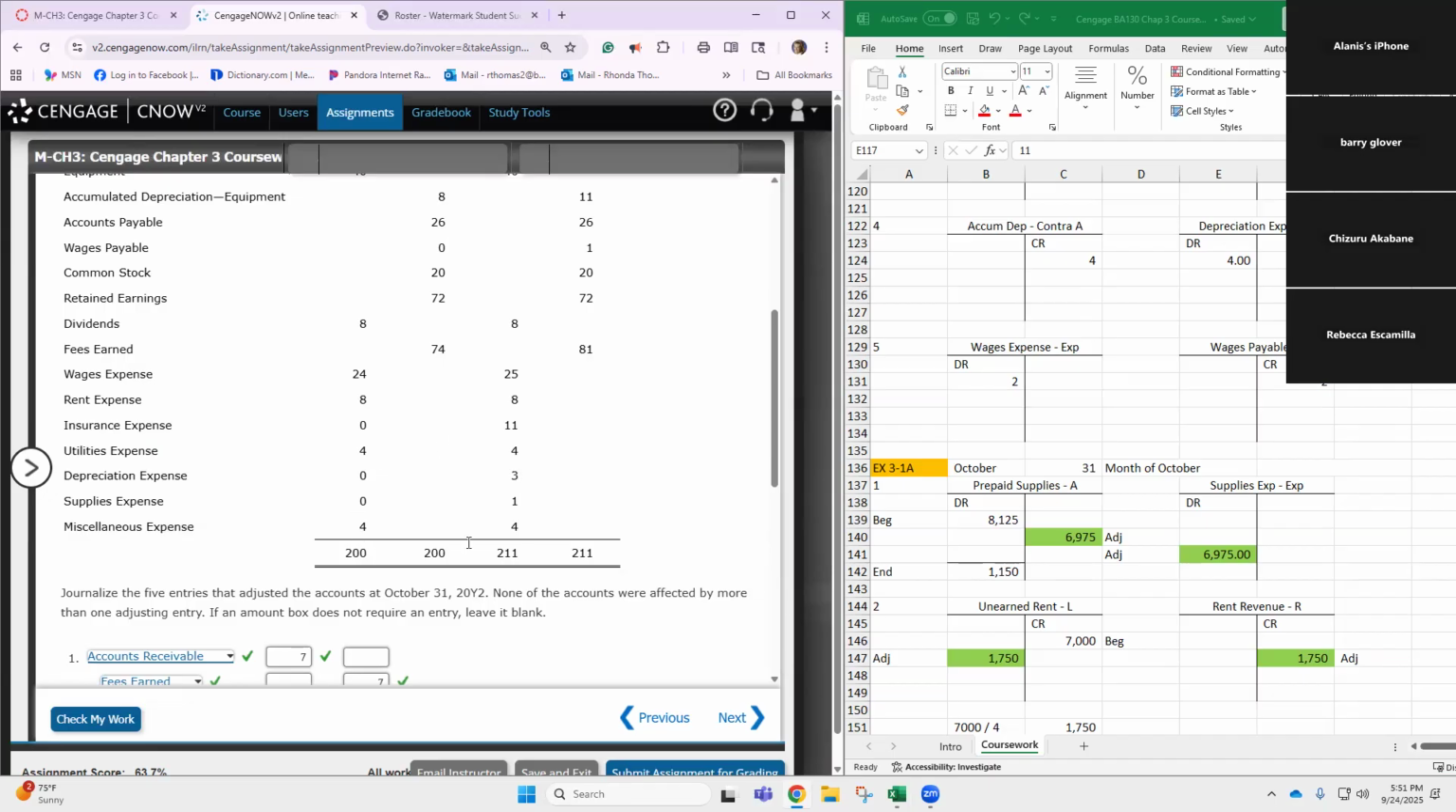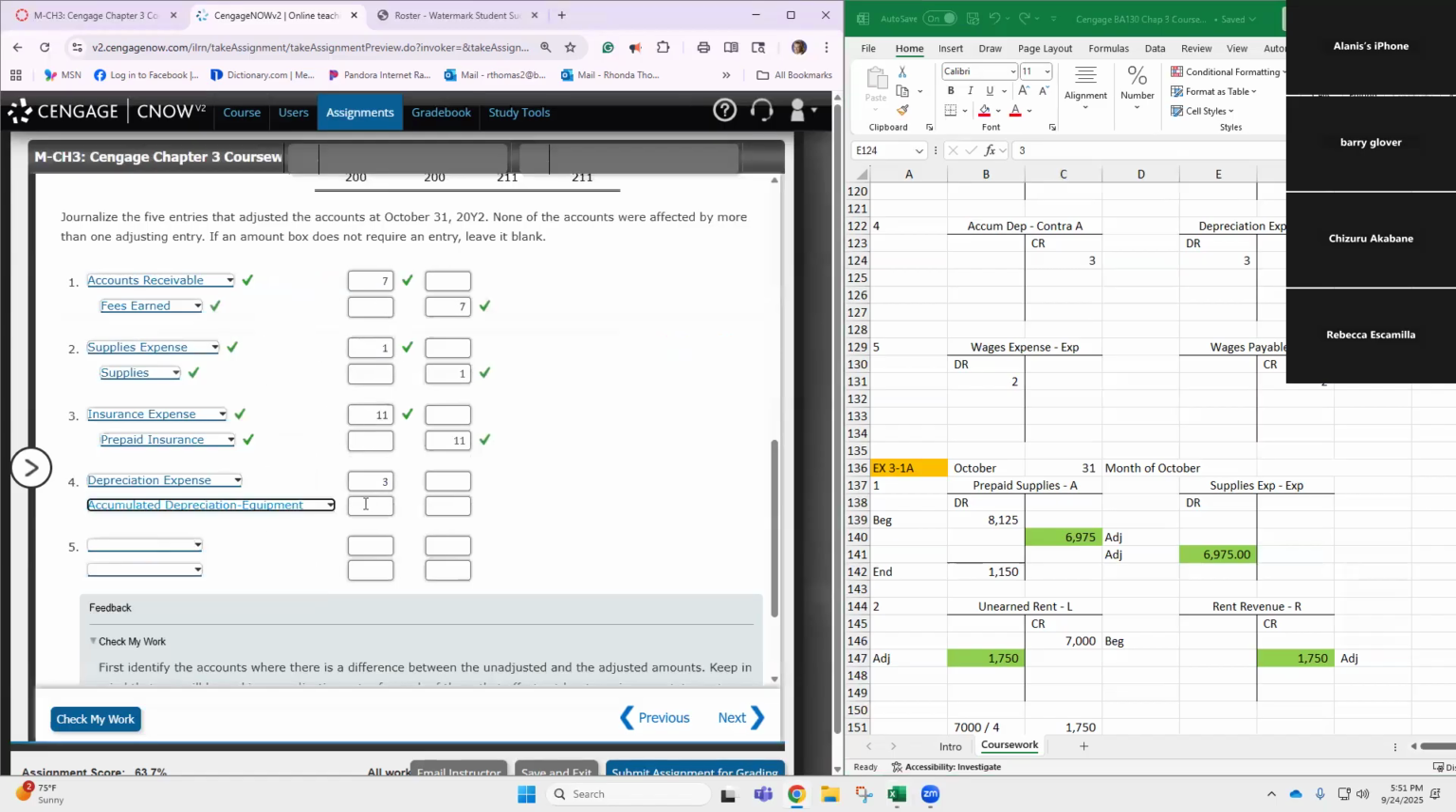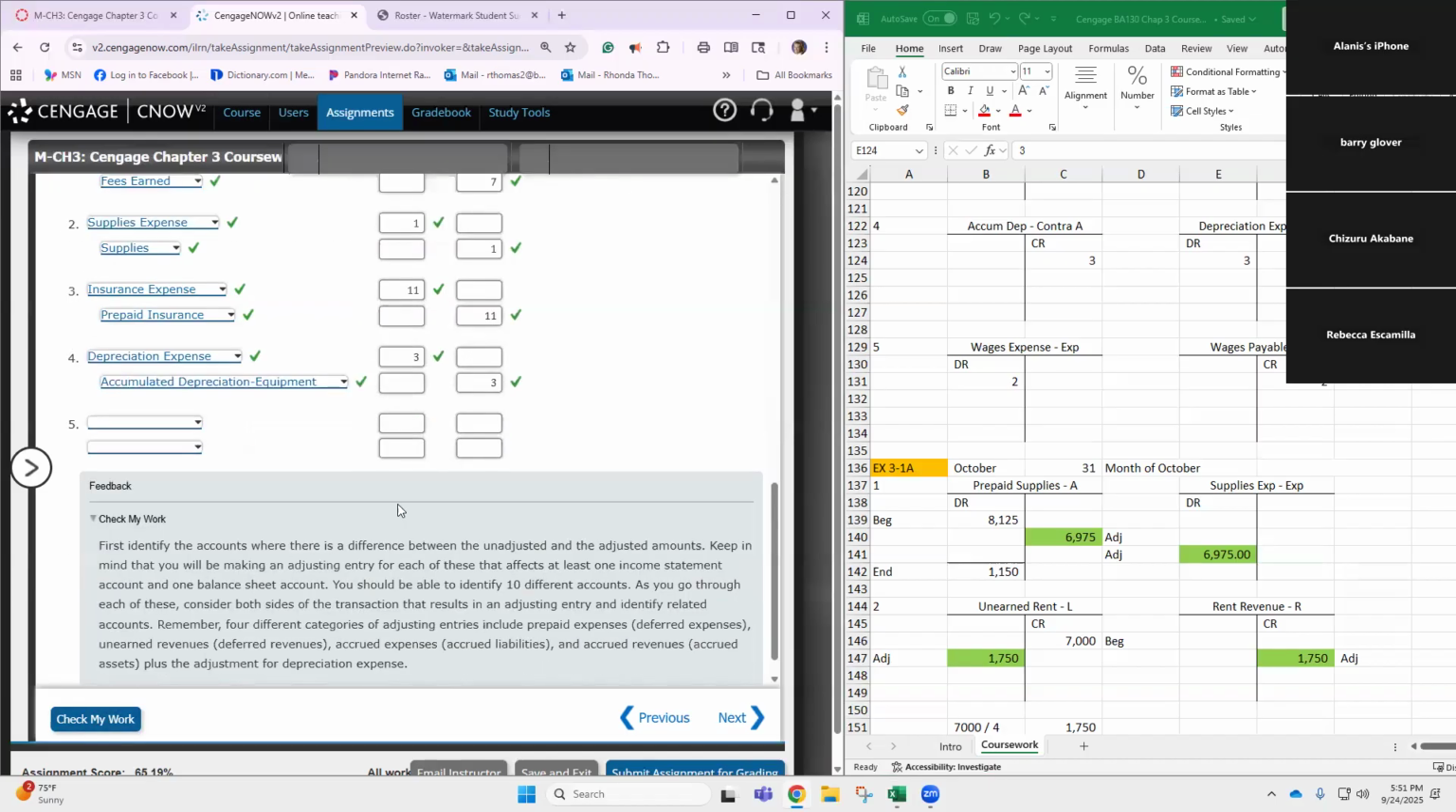So we're going to make an entry of a credit to the accumulated depreciation of 3 and a debit to the depreciation expense account. Okay, so let me get rid of those decimals there. I don't mean to have them there. So let's put a depreciation expense of however much yours is, and then make sure it gets credited to accumulated depreciation.